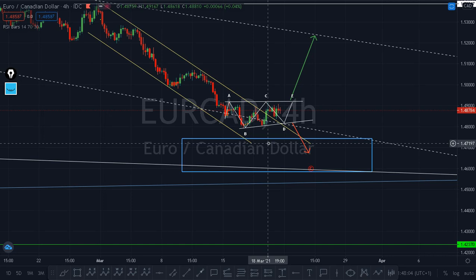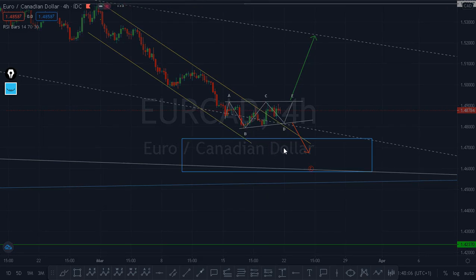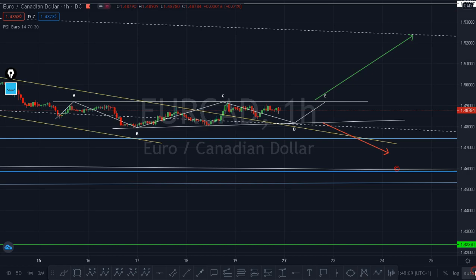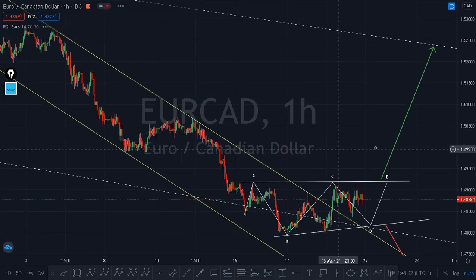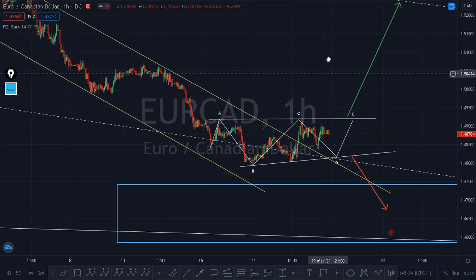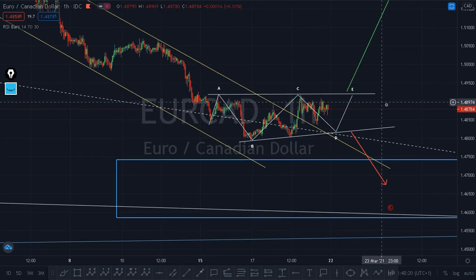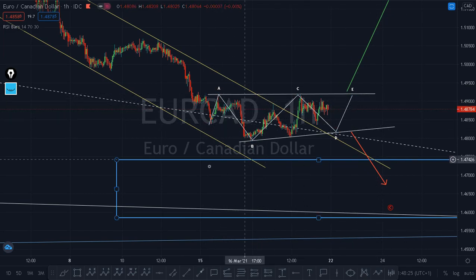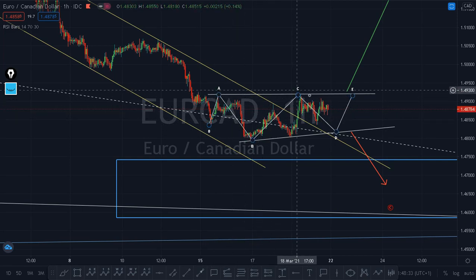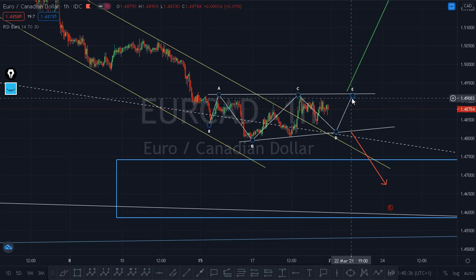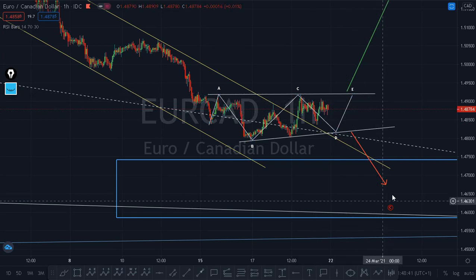Let me go to 1 hour to see it better. Okay, the channel has broken, and now we have another channel. You can see it moving in a triangular form. You can see A, B, C, D. Then if we have E, it means we're going to see more selling.